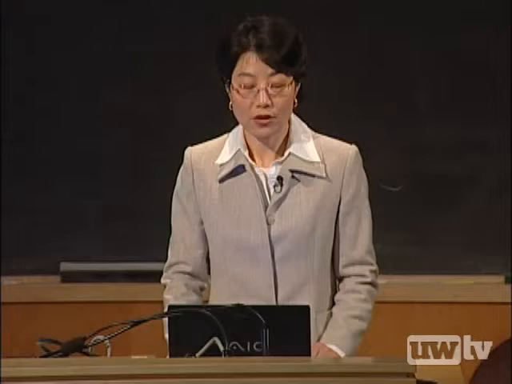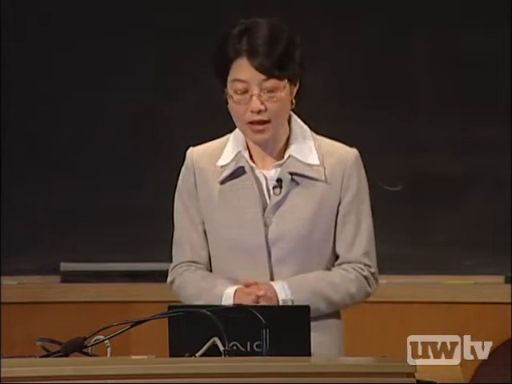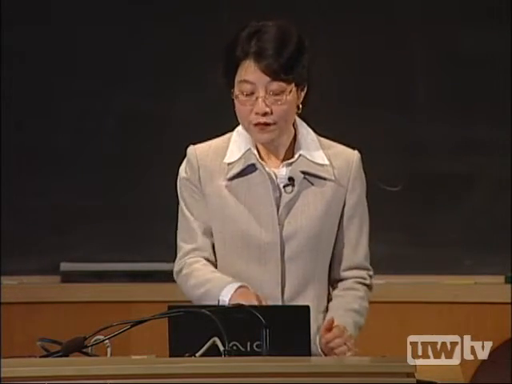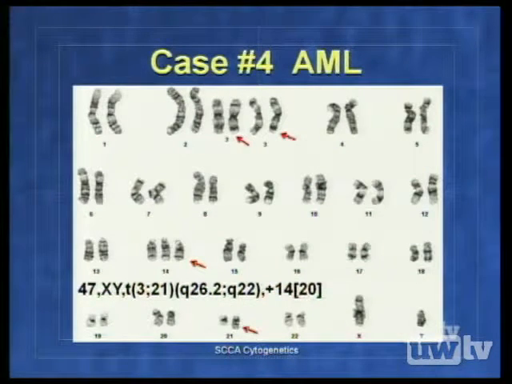So as we know, 3;21 translocation is well characterized to be associated with AML, and it is a poor prognostic marker. So the previous karyotype would classify the patient into the intermediate risk category. And now the patient is high risk for treatment. So we further verified this by looking at FISH for EVI translocation. EVI is a gene located on 3q26. And so the patient actually has an EVI translocation.